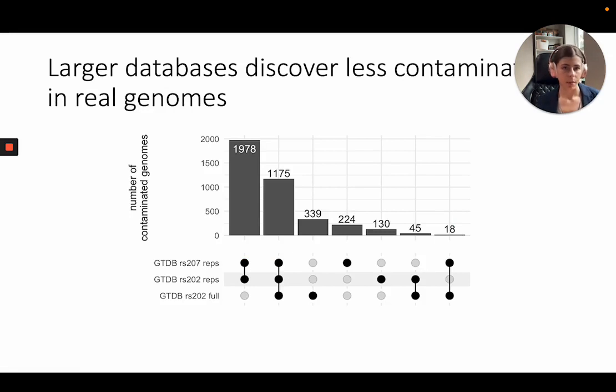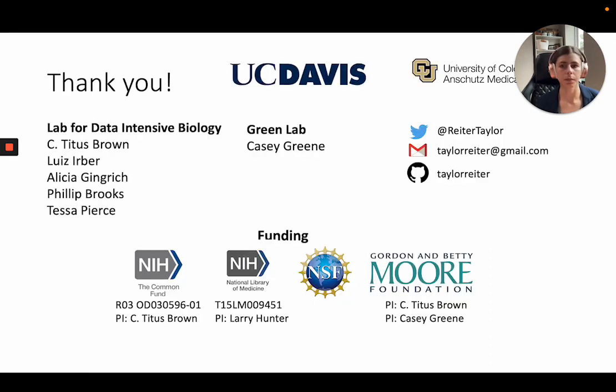But something interesting happens when we use full GTDB. Larger databases discover less contamination in real genomes. And so we can see here, this is a subset of GTDB, so it's about 1/20th of RS202 or 1/25th of RS207. And we get good agreement in about 1,200 genomes across 3 of our databases. But then the REPS actually discover more contamination in 2,000. And we're still digging into this result, but we think what's happening is that because the reps themselves are contaminated, it shields some contamination from discovery. So more on that later.